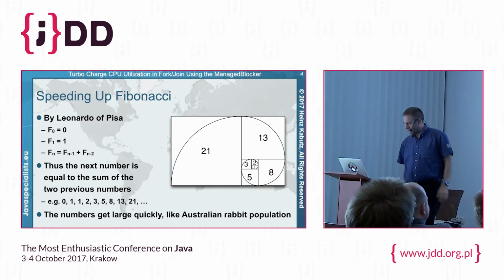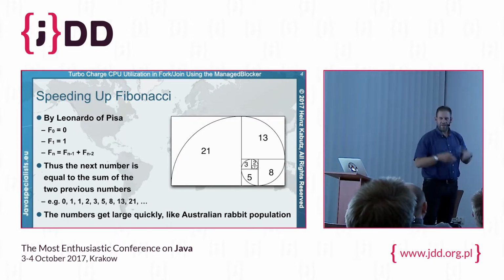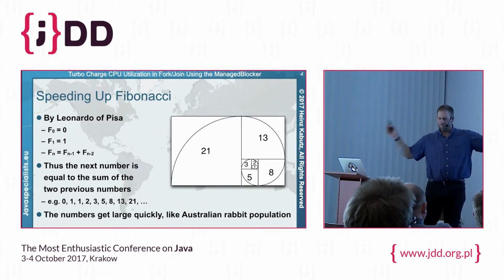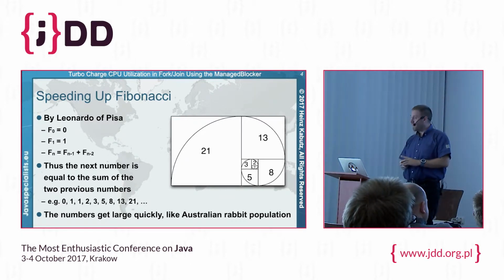And the rabbits in Australia had a similar problem: you're adding to the previous generation and it just gets more and more and more. And so the numbers get very large.